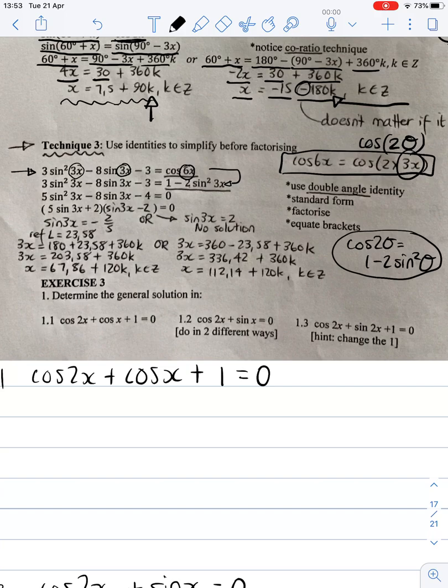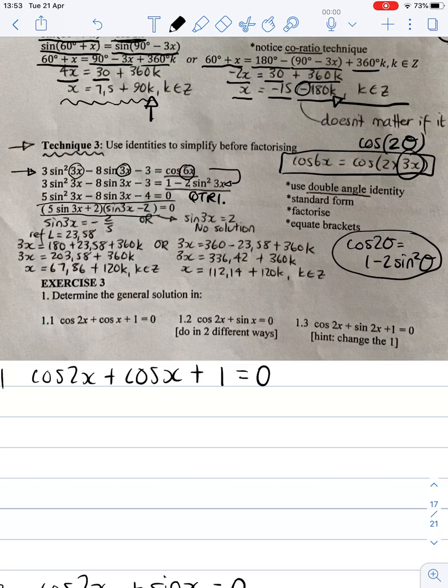Right, now we've got only sines. So if I bring the right-hand side over to the left-hand side and make it equal to 0, I'm going to get 5 sine squared 3x minus 8 sine 3x minus 4. That we are going to now use quadratic trinomial and factorize it. 5 sine 3x plus 2 and sine 3x minus 2. Okay, you can FOIL that out to make sure you did it correctly, but yeah, that's right.